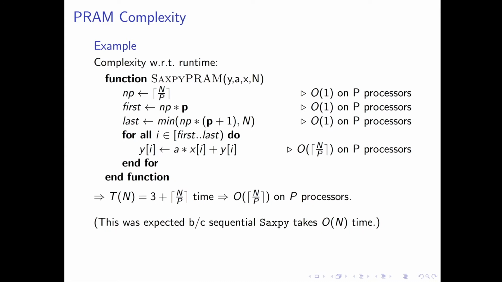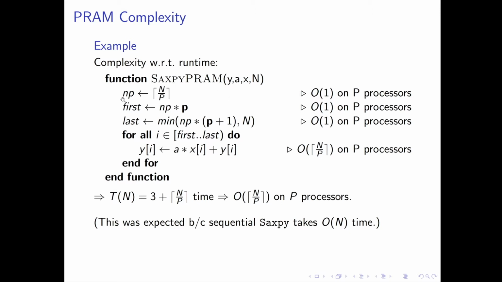Let us have a look at the runtime complexity of this algorithm. The first three operations that I'm performing are constant time operations, but they are performed by P processors, right? So the complexity here with respect to runtime, because I'm assuming that all processors can operate simultaneously and in lockstep, is constant for the respective operations, but they are performed by P processors at the same time.